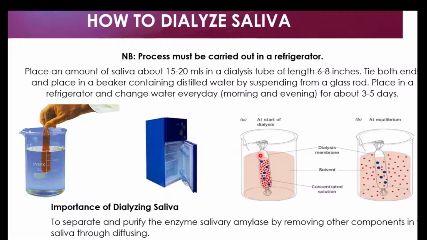So let's see what happens at the start of dialysis and also what happens at the end of dialysis. The setup A shows the start of dialysis and setup B shows how the smaller molecular weight molecules leave the membrane through the pores to the solvent in the beaker to equilibrate it at the end of dialysis.